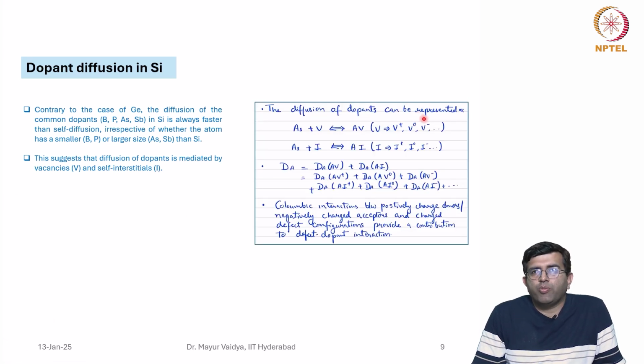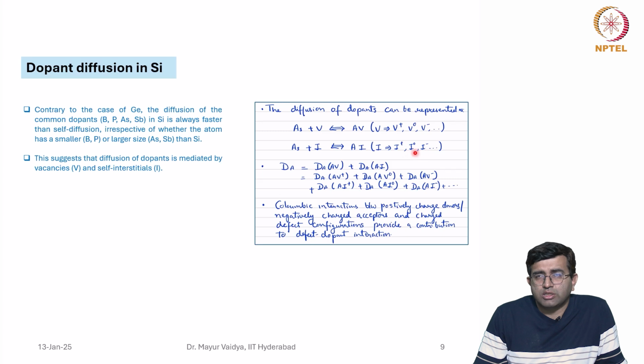Now, the diffusion of dopants can be represented as As plus V. This is the reaction of a substitutional plus a vacancy, which gives rise to an AV complex. Here V can be a charged vacancy or a neutral vacancy. Similarly, AI plus I gives AI, where I can be a charged or neutral self-interstitial. So, the total diffusivity is the sum of the diffusivities of each of these complexes, D_A^AV plus D_A^AI, and so on.